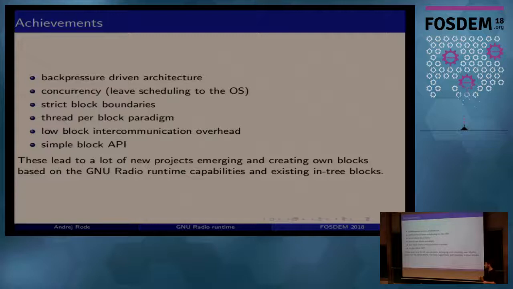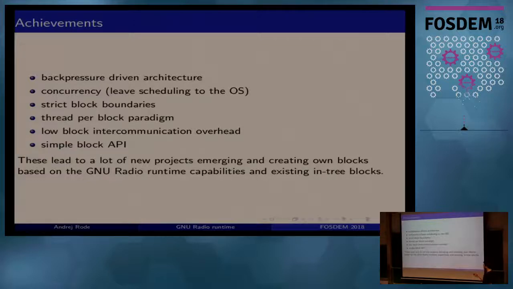If you want to write a FIR filter, you just focus on what you have to do to filter the samples, not how to pass around data or to get your data from your radio and then somehow manage to catch up. So this is all done by GNU Radio. It's great. Also, the strict block boundaries, so blocks are not interfering with each other in terms of concurrency issues or locking or something. If you just do sample processing, you don't have a problem.